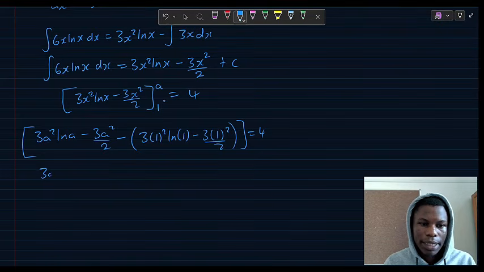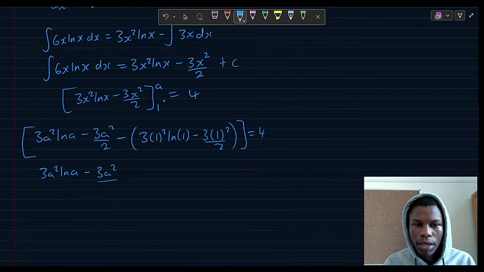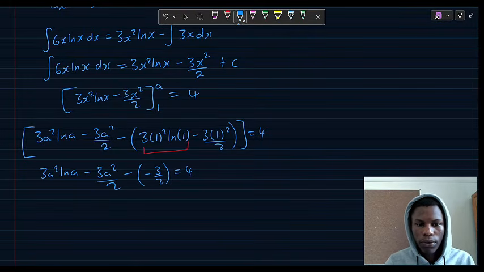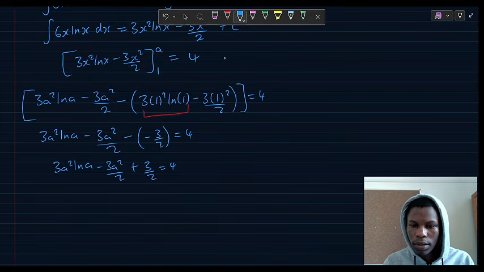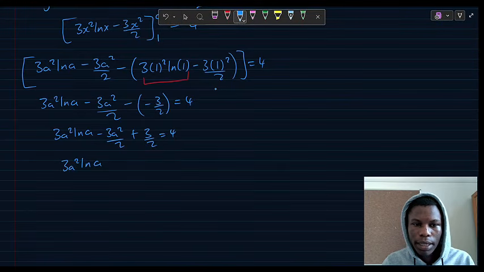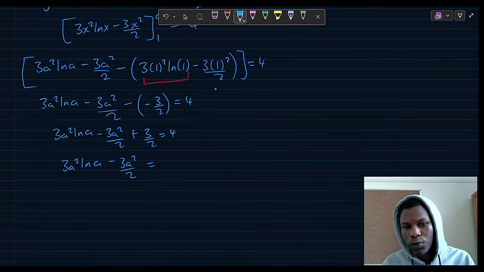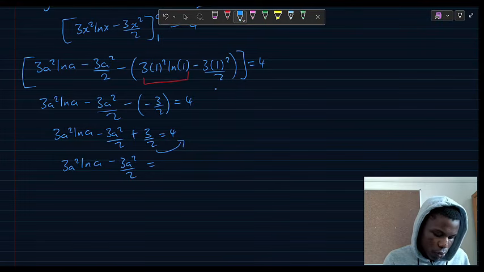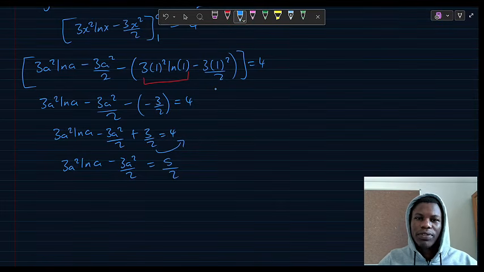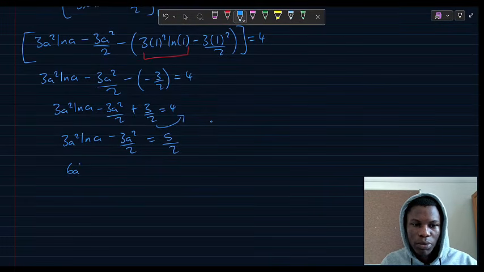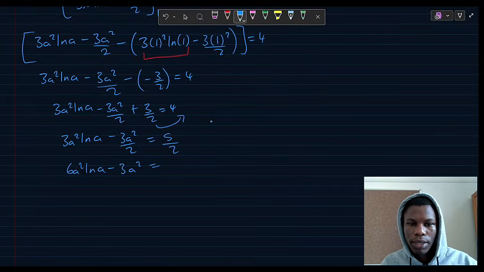and this is all equal to 4. So that's 3a squared ln a minus 3a squared over 2, minus, ln 1 is 0, so this whole thing becomes 0. Then we've got minus 3 over 2, and this is equal to 4. So that is 3a squared ln a minus 3a squared over 2 plus 3 over 2 is equal to 4. And so that's 3a squared ln a minus 3a squared over 2, moving the 3 over 2 that side, so I've got 4 minus 3 over 2, which is 5 over 2. I'm just going to multiply through by 2 to get rid of the denominators. So we'd end up with 6a squared ln a minus 3a squared is equal to 5.